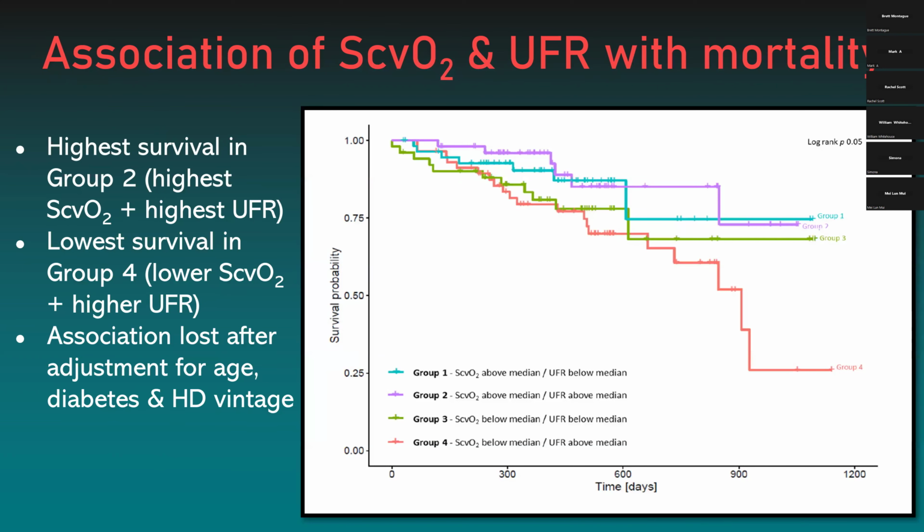But when they did adjustments for age, diabetes, and hemodialysis vintage, a lot of this lost clinical significance. So I think you have to really tease through these results to work out what was significant in the unadjusted analysis and what retained significance after. I had to read this through a few times to really appreciate that.